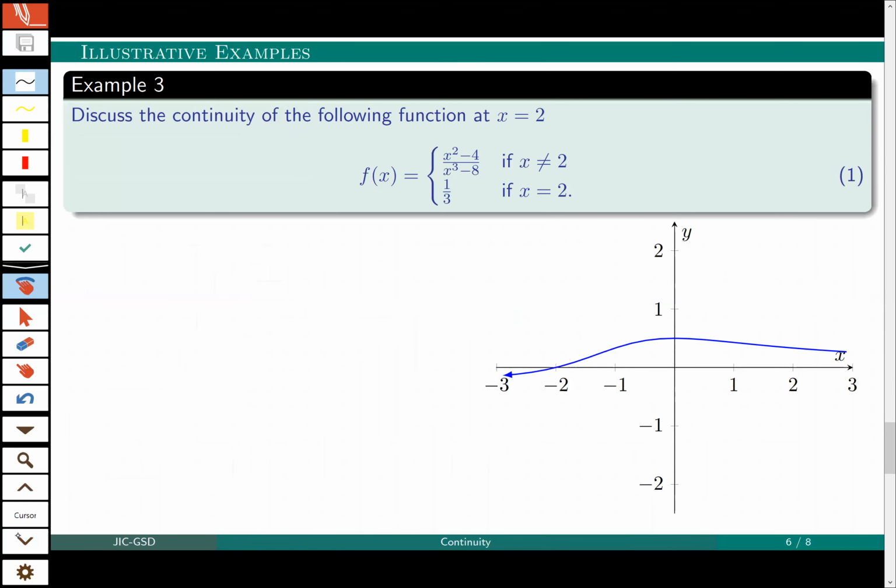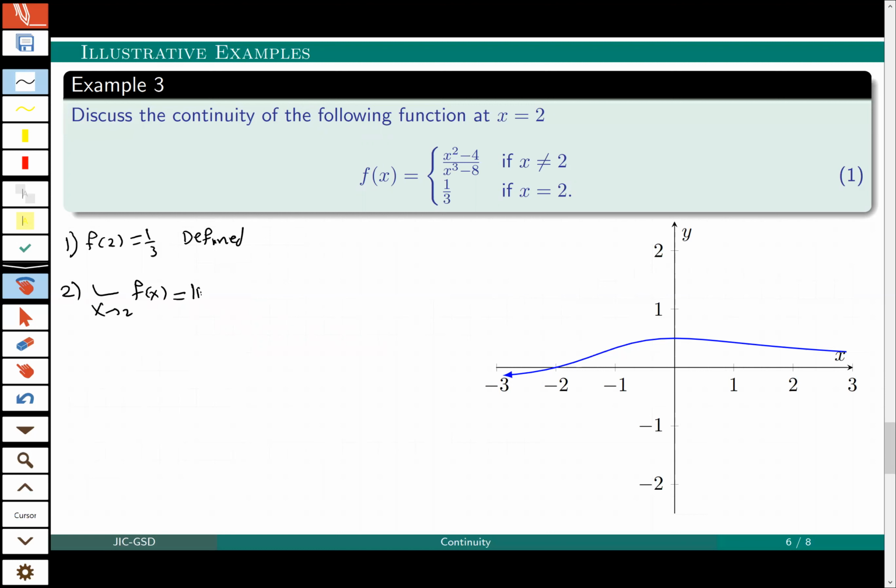The reason we call it removable discontinuity is because we can remove it. This is actually example 3. It's the same as example number 2, but we redefine the function. So to discuss the continuity, we should say f at 2 is equal to 1/3, which is defined. Then the limit when x goes to 2 for the function f of x.